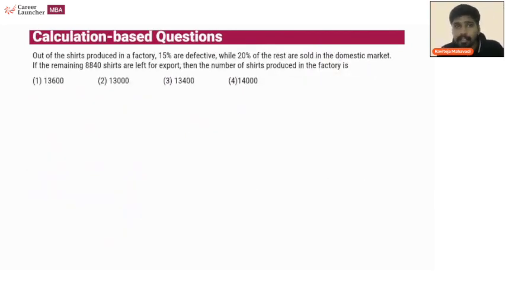This is a calculation based question. Out of the shirts produced in a factory, 15% are defective, 20% of the rest are sold in the domestic market, while 8840 shirts are left for export. So you have two values in percentage, while this is an absolute value. According to my theory, I will ignore the absolute values. So if there are 100 shirts produced, how many are defective?